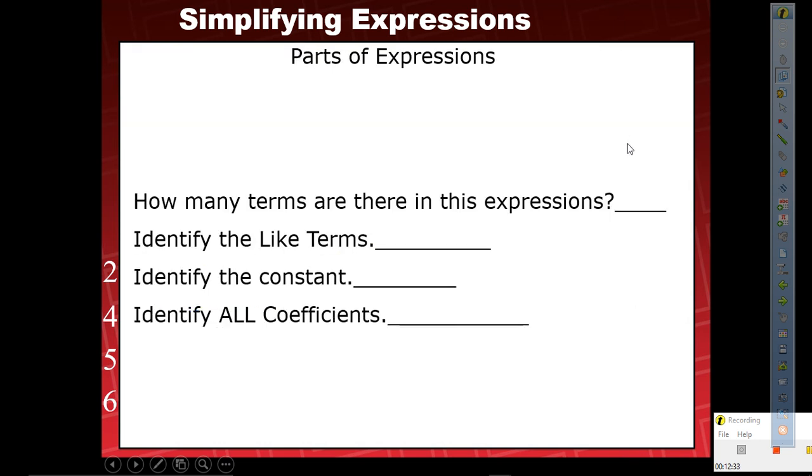Okay, don't copy this next one. Look up and keep the answers to yourself. I want you to think and let people think. We have 6x squared minus 5x plus 4 plus x squared. Look at it. Question. Once again, don't answer this out loud. Keep it to yourself. How many terms are there in the expression? Which ones are like terms? Which one's the constant? And what are my coefficients? Everybody got it? Talk it over with your neighbor. Please answer those questions.